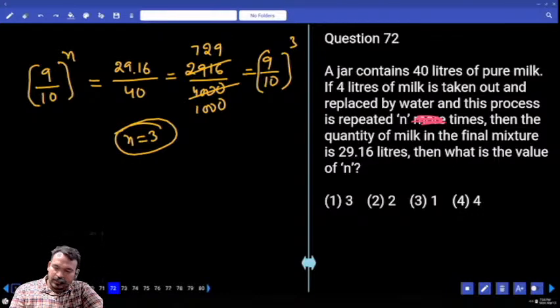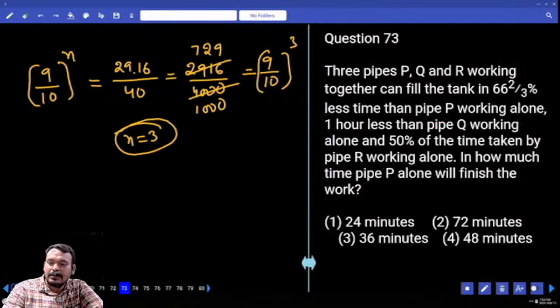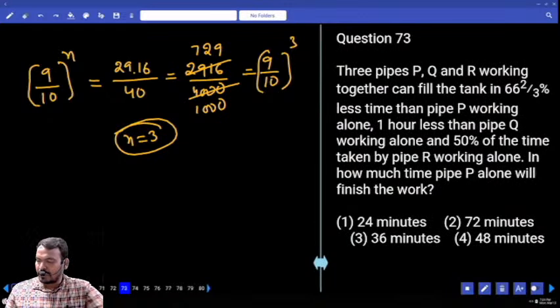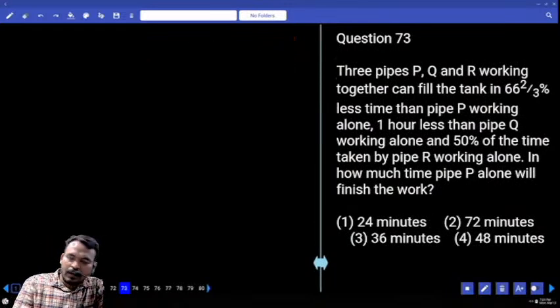Next, question number 73. Three pipes P, Q, R working together can fill the tank in 66 2/3% less time than pipe P working alone, 1 hour less than pipe Q working alone, and 50% of the time taken by pipe R working alone. In how much time will pipe P alone finish the work?